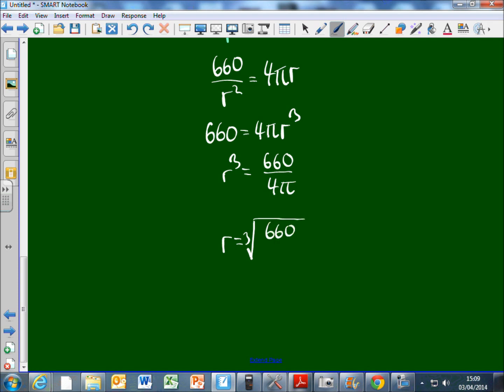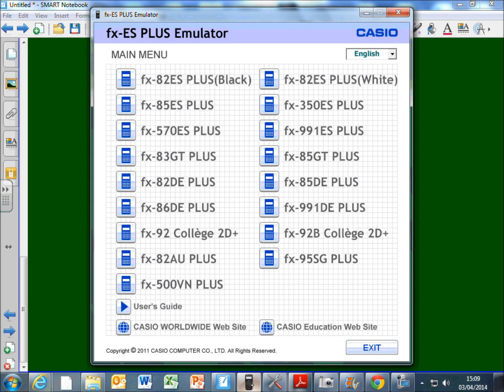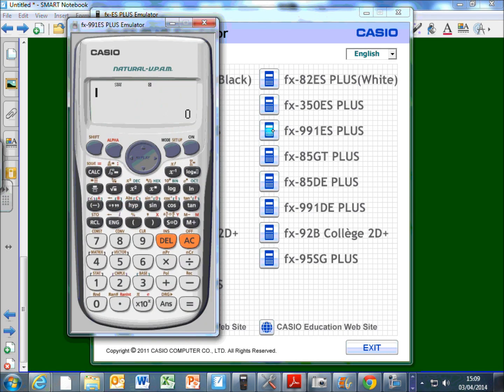So you should be able to just do that on your calculator. Okay, I think I've got a calculator here somewhere. Is that it? So what was it? 660 divided by 4 pi? Yeah. Pi's down there, isn't it? Okay, and then cube root that. So how do I do a cube root? It's this one, isn't it? I don't know how to do it. Cube root. Oh, wicked. Of the answer, yeah. 3.7449. Okay. So what we're saying, 3.7.